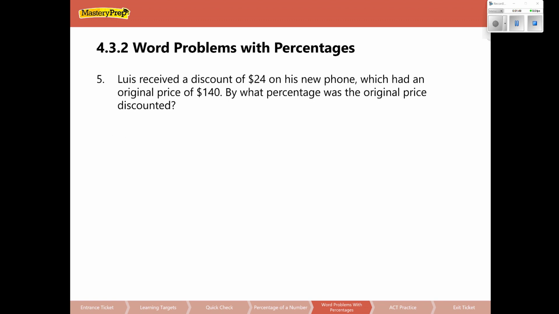Number 5. Lewis received a discount of $24 on his new phone, which had an original price of $140. By what percent was the original price discounted? What is 10% of 140? What's 10% as a decimal? 0.1, yes? So what's 0.1 times 140?